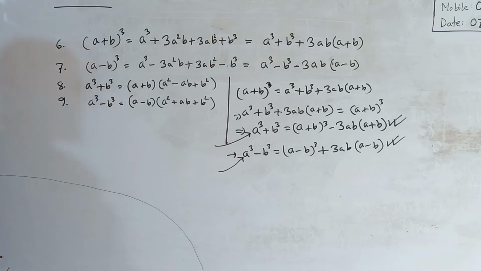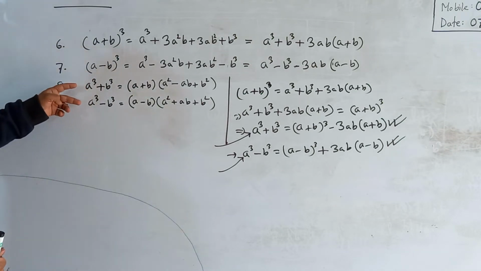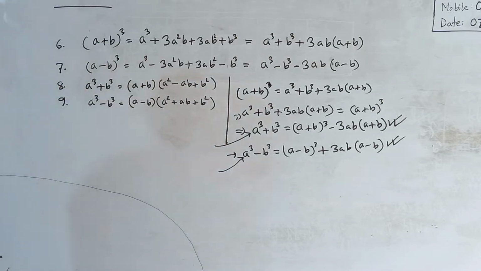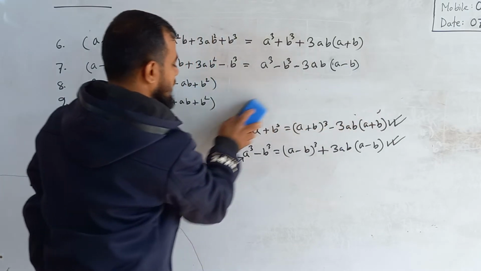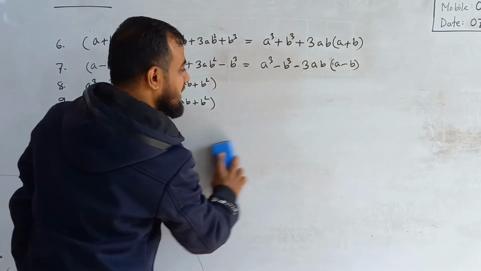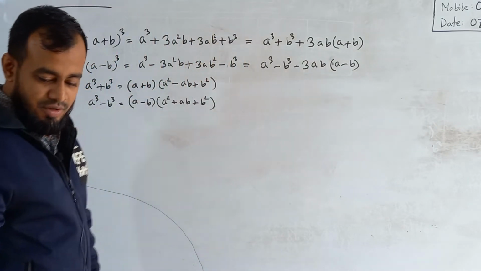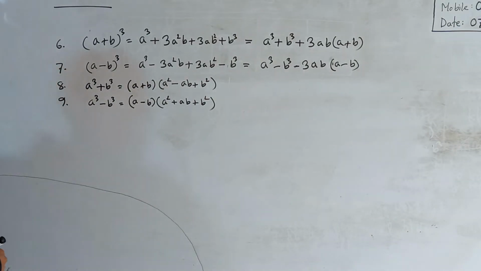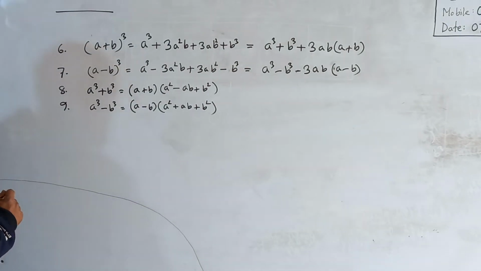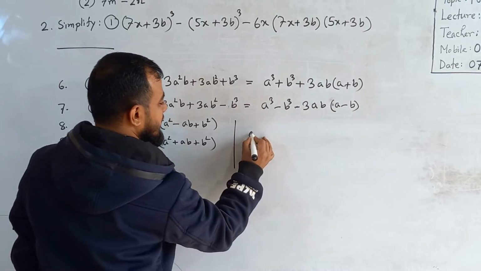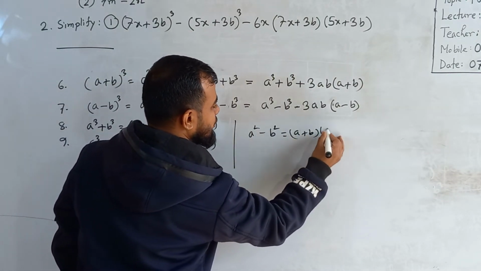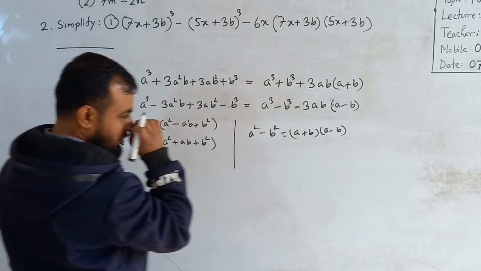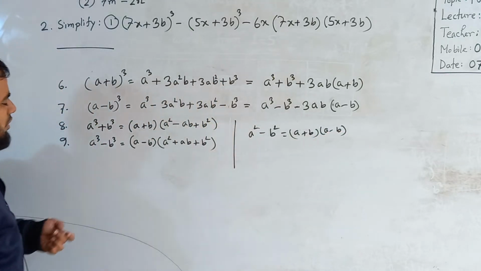Now I am going to discuss these two formulas. These two formulas are called the factor formulas. We had this before, like (a + b) into (a - b) is equal to a squared minus b squared. That means a squared minus b squared is equal to (a + b) into (a - b). It was our factor formula. So these two are also our factor formulas.